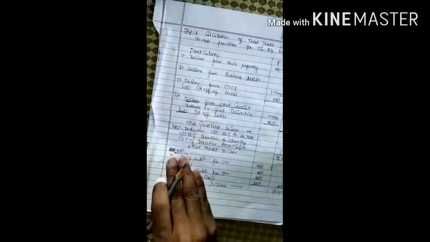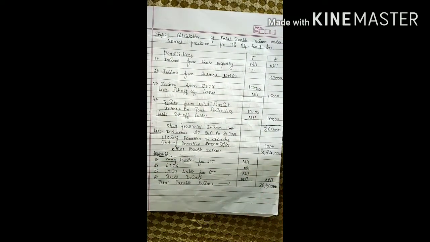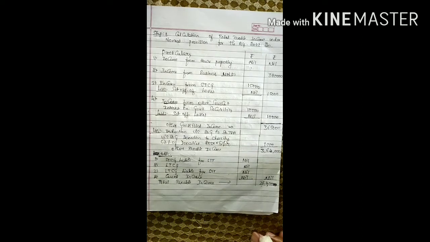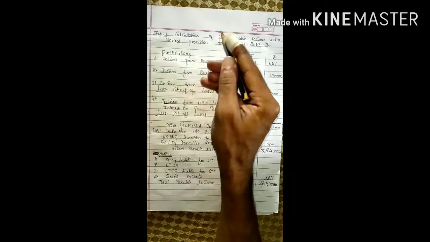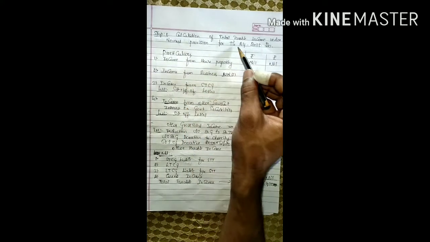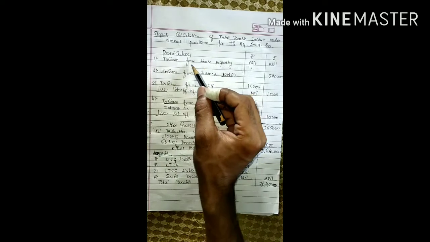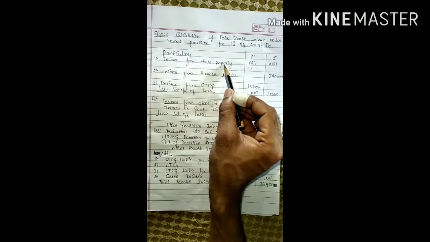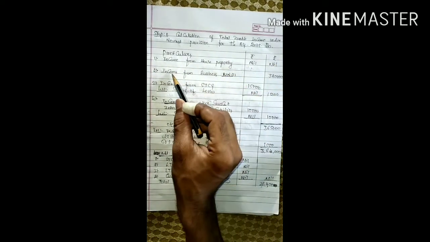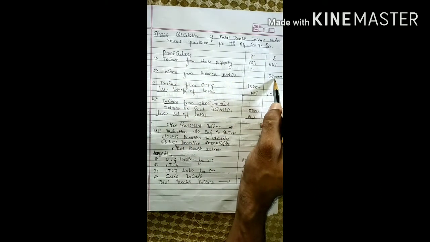Next, see step number 1. Step number 1, calculation of total taxable income under normal provision for the assessment year 2019-20. Particulars. Under that, the first one is income from house property. No information is given in the problem, so show it as nil. Income from business, which is already calculated in working note number 1, is 3,40,000.